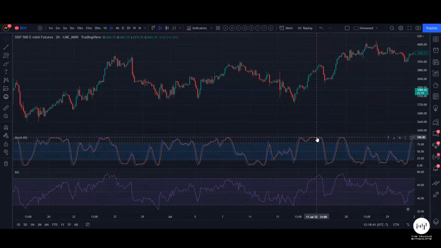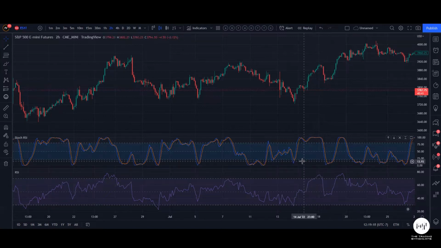Now, when we do see the stochastic RSI hit 100, that means that the RSI has reached a high that it has not reached in the past 14-day period. Same thing for when it reaches a level of 0, that means that the RSI has reached a low that it has not reached in the past 14 periods. And by periods, I mean whatever candlestick interval you are using. So this is incredibly useful for identifying when to take entries and when to take exits.